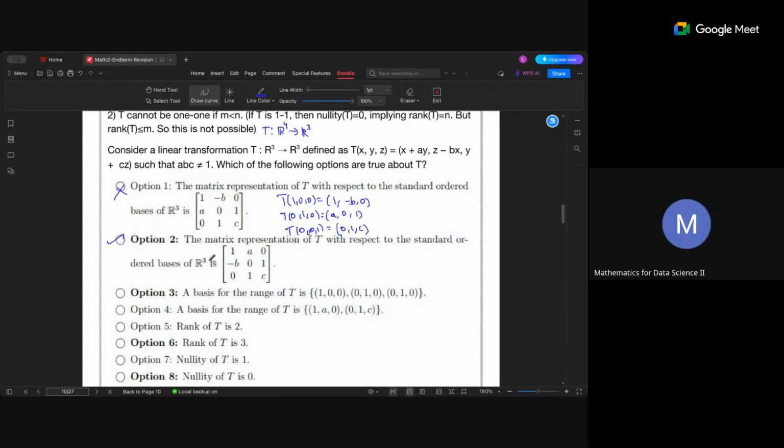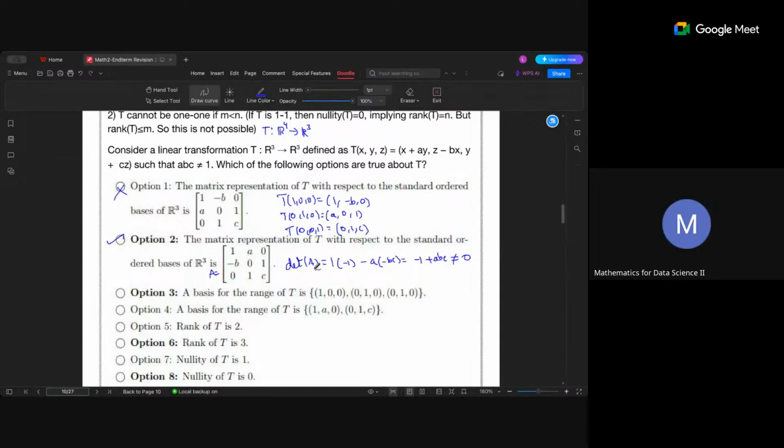And what is the rank of this matrix? What is the determinant of this matrix? Can you quickly compute the determinant? Let's call this A. Find the determinant of A. 1 times minus 1, and then minus A times minus BC, which is minus 1 plus ABC. And it is given that ABC is not equal to 1. So it means this is not equal to 0.